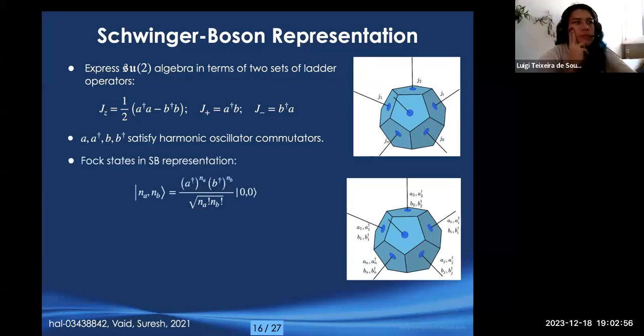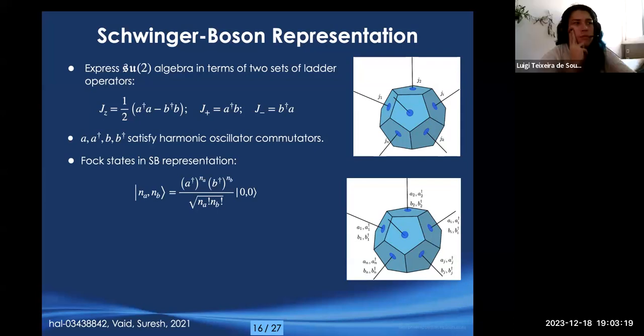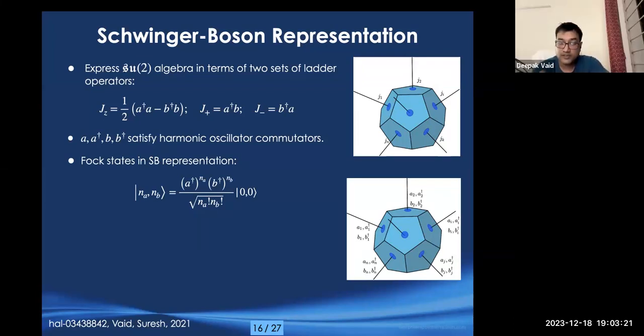For instance, you can construct a Fock space associated with each face. The vacuum state is just |0,0>. You can act on it with A dagger n_A times and with B dagger n_B times. And so you construct basically a state that has a certain number of excitations of the first kind and a certain number of the second kind.